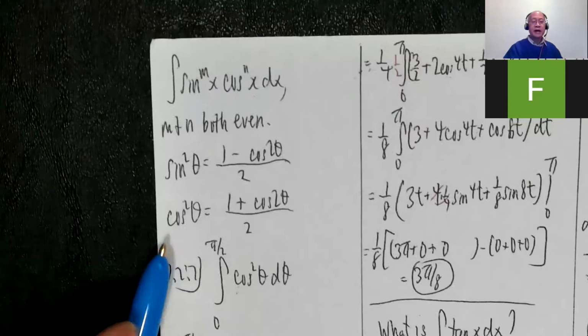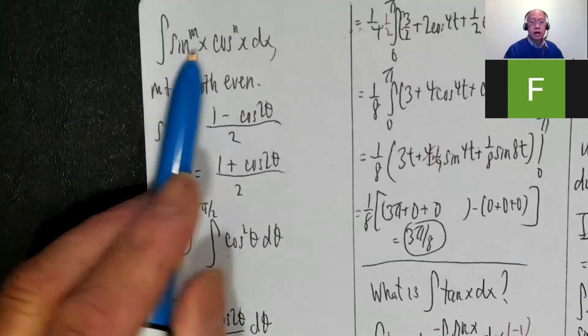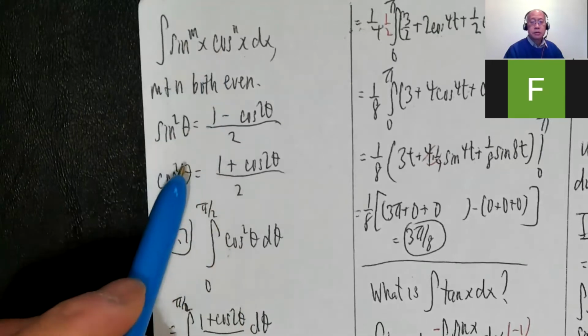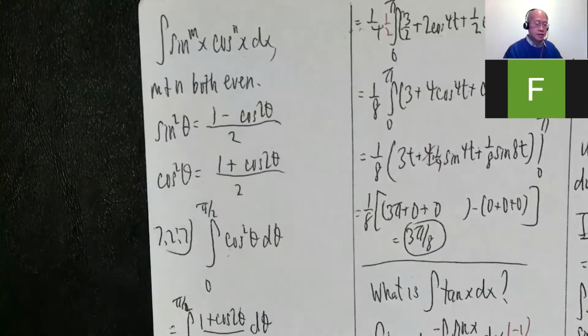All right, so that's how you handle this kind of situation where all you have are even exponents. Sine squared theta, make it into that. Cosine squared theta, make it into that.